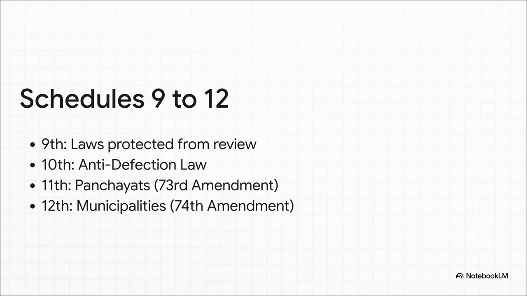Next, the vital additions. 9th schedule, Laws Protected from Judicial Review. 10th schedule, Anti-Defection Law. 11th schedule, Powers of Panchayats. 12th schedule, Powers of Municipalities. Now, after copying this exactly, you must heavily underline the 73rd and 74th amendments right next to the 11th and 12th schedules. Highlighting these specific constitutional amendments is a real game changer. It practically guarantees you those extra marks.